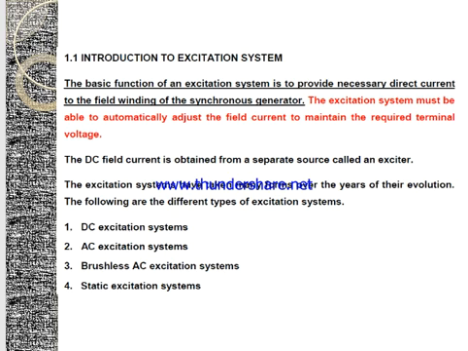The excitation systems have taken many forms over the years of their evolution, and the following are the different types, namely DC excitation systems, AC excitation systems, brushless AC excitation systems, and static excitation systems.